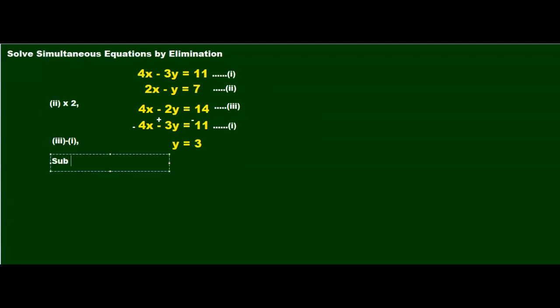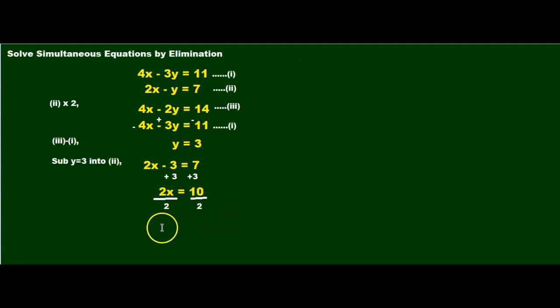Okay. Next, I'm going to substitute my y equals 3 into equation 2 because the numbers are smaller once again. So I have 2x minus my y, which is now 3, equals 7. Plus 3 on both sides to get rid of my negative 3 on the left-hand side. And I'm left with 2x equals 10. Divide both sides by 2. So I'm left with x equals 5. And that's how we solve that.